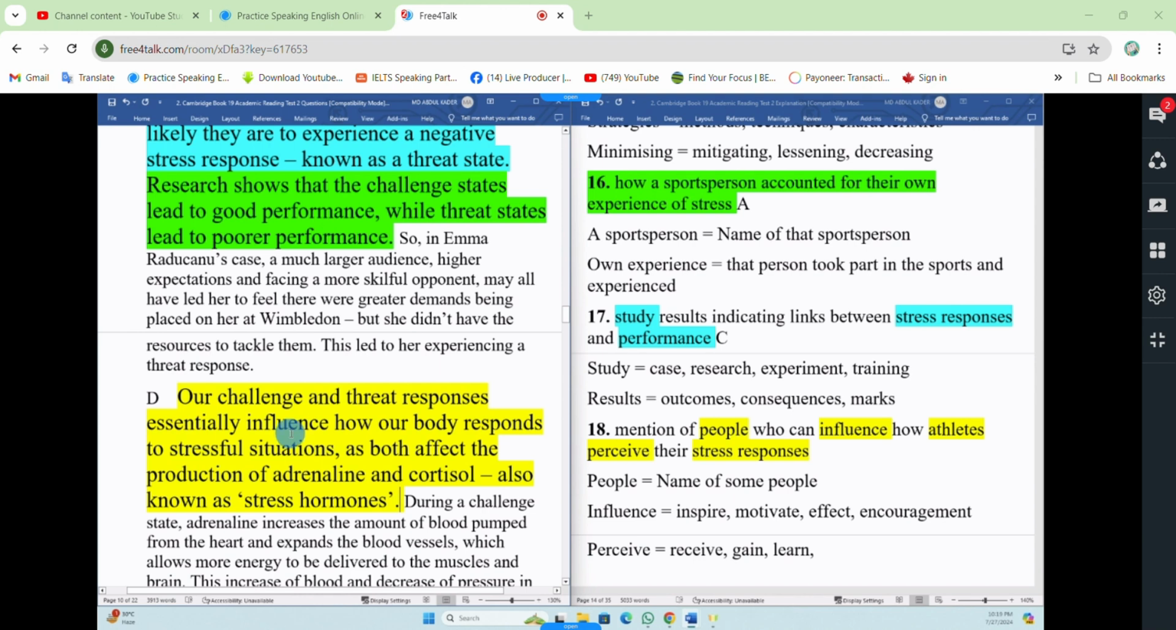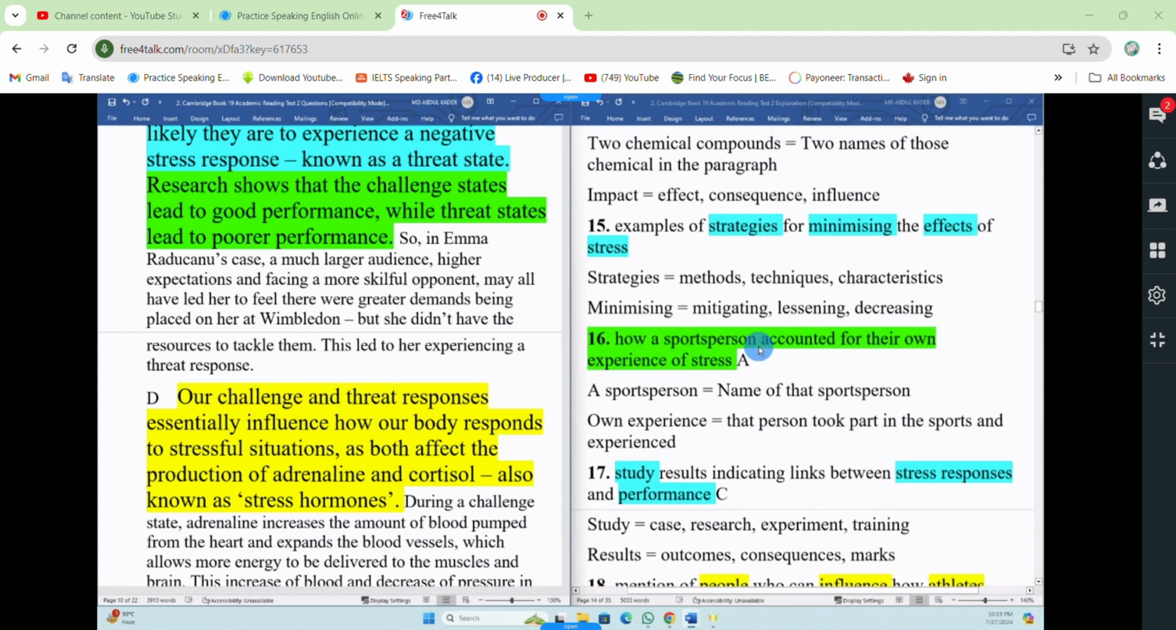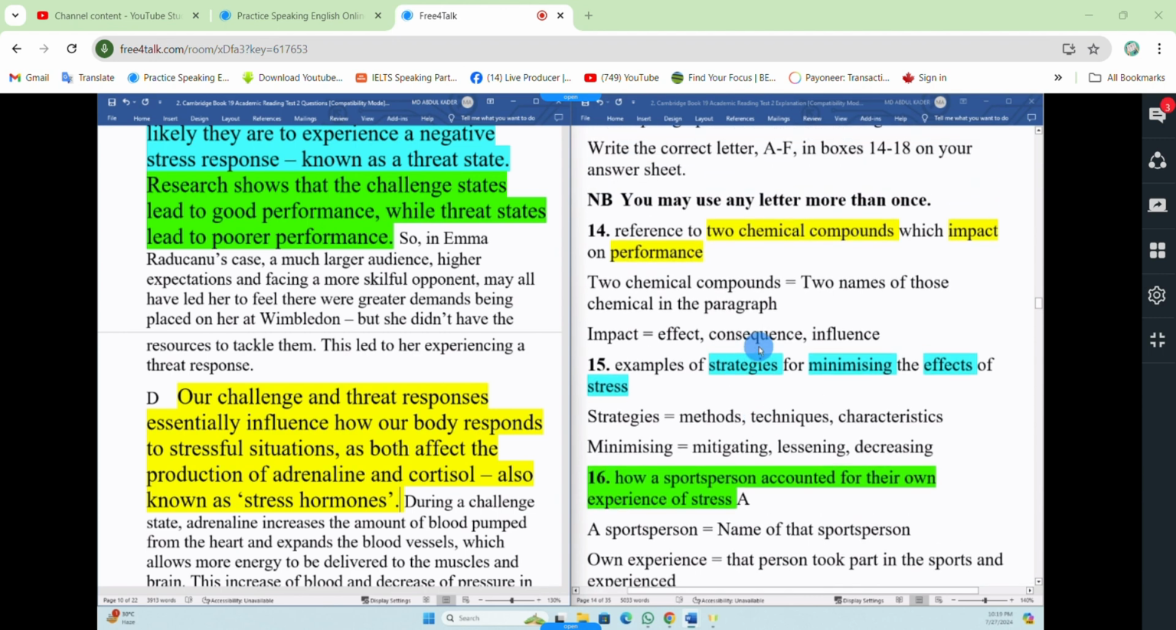So this challenge response and threat response essentially influence. Influence means affects, right? Yes, influence means affects. Where is the word influence? Yes, we've got the word impact. Reference to two chemical compounds which impact on performance. So these two responses, challenge and threat responses, essentially influence how our body responds. How our body responds means our performance. How we do our performance, right? To stressful situations.